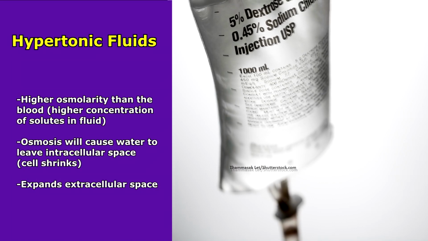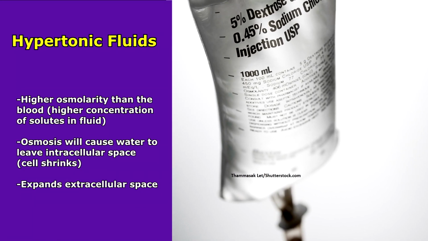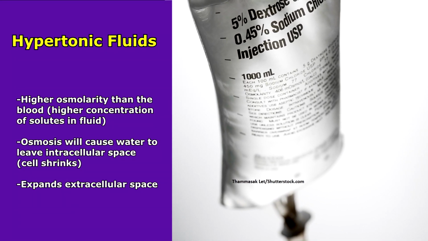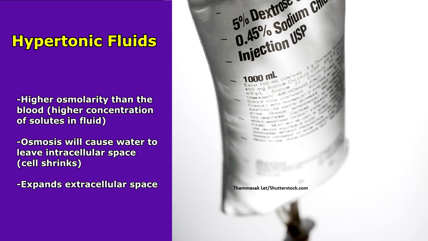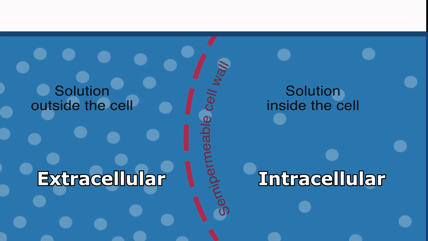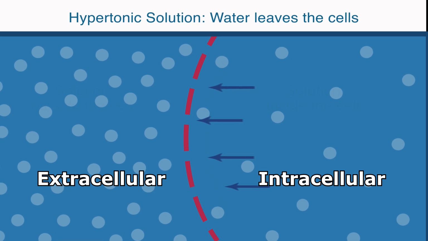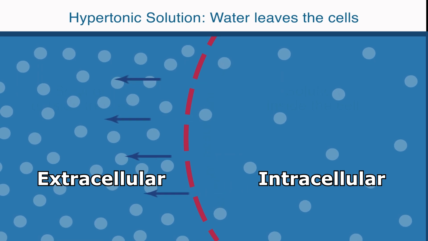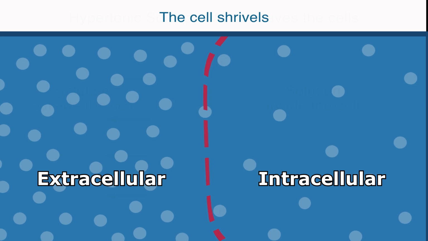So let's get started. Hypertonic IV solutions have a higher osmolarity than the blood, so they have a higher concentration of solutes in the fluid. Now because of this, osmosis will cause water to leave the intracellular space, hence it could shrink the cell, which can help expand the extracellular space.